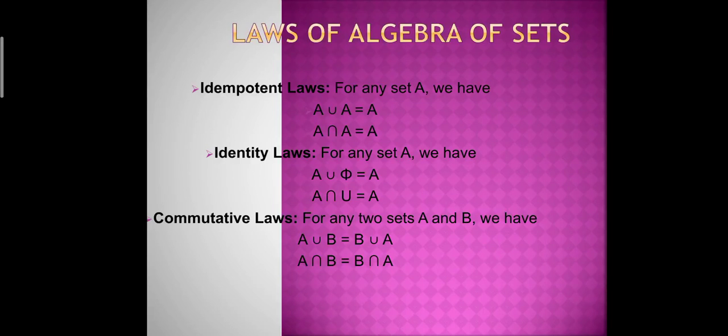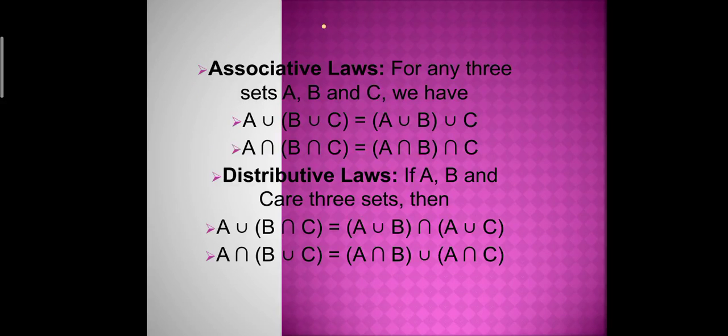Commutative law. For any two sets A and B we have A union B equals B union A and A intersection B equals B intersection A. Here is something about associative law and distributive law.